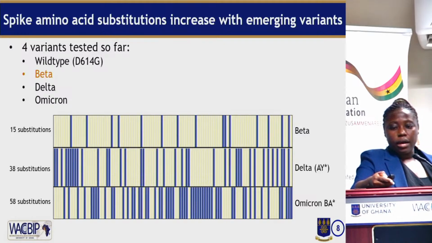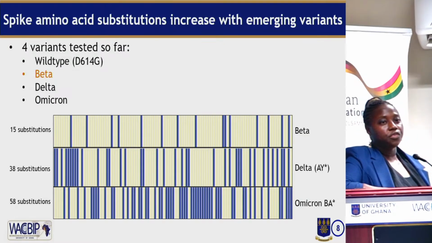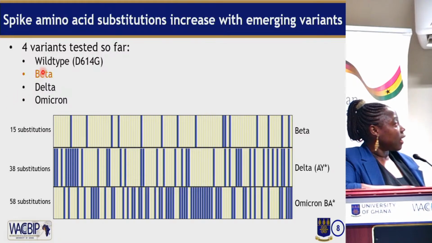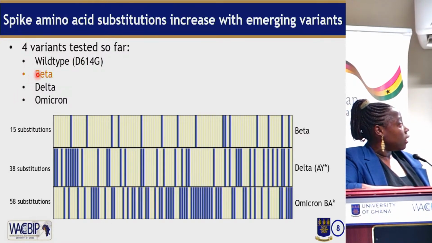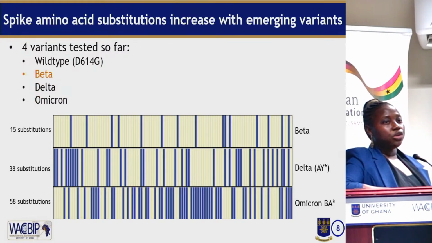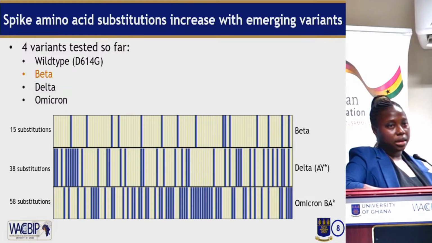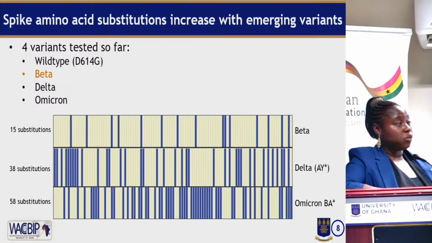And now for this project, I've tested so far just 4 variants: the wild type that has the D614G mutation, and then Beta, Delta, and Omicron. You'll notice I put Beta in color because we did not record Beta in Ghana, but I'm testing for neutralizing antibodies against Beta anyway.